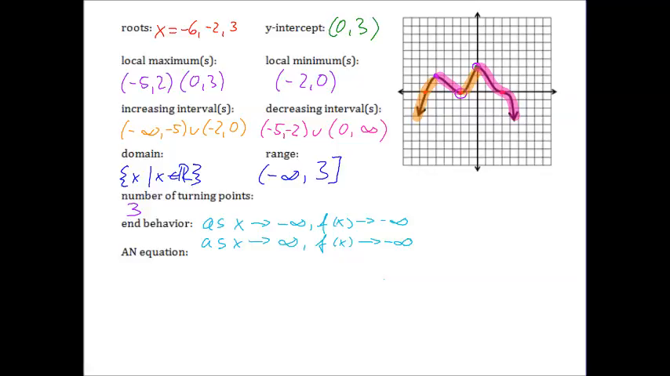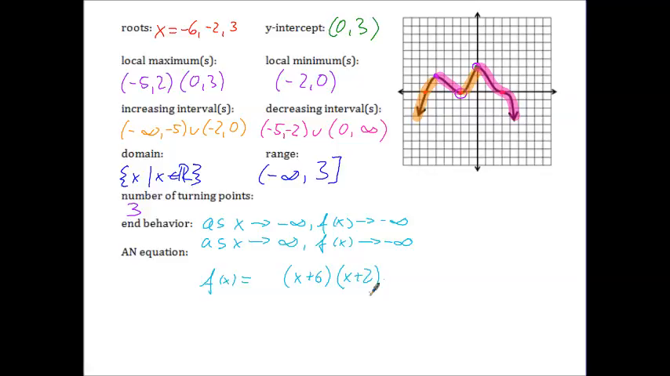So let's write our equation. f of x is equal to x plus 6 is our first factor. And if we look back at our graph, we see that the curve goes straight through the x-axis here. So that is a single root. x plus 2 is our next factor. Negative 2 is the place where that curve bounces off the x-axis.